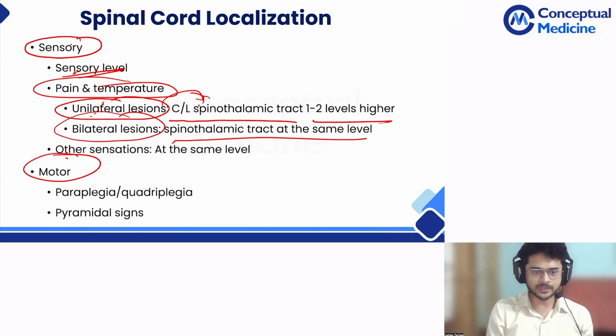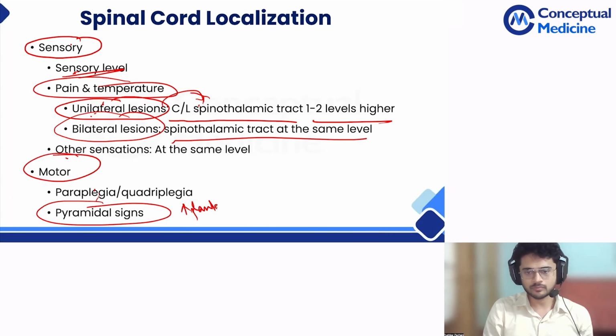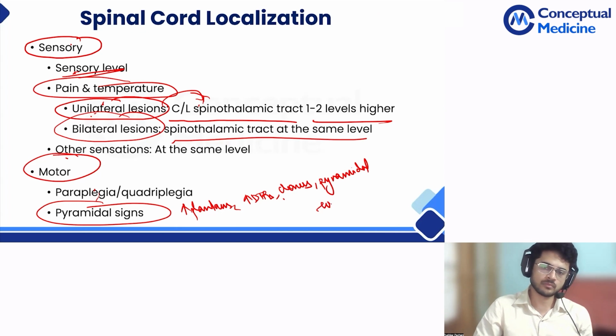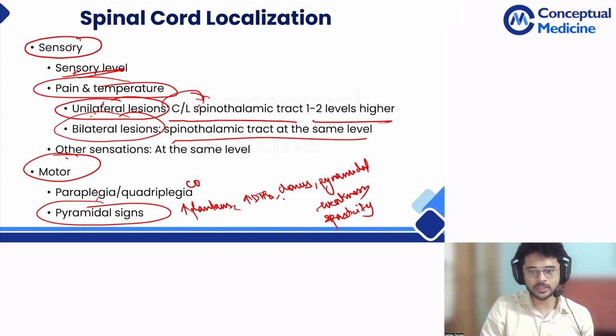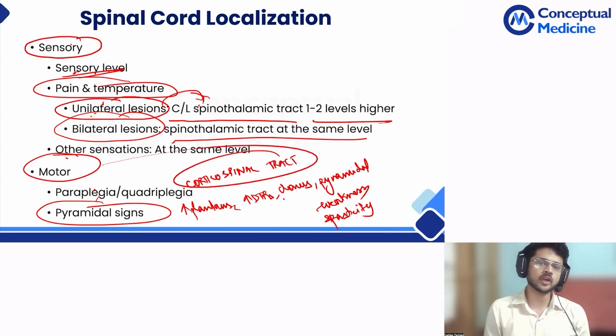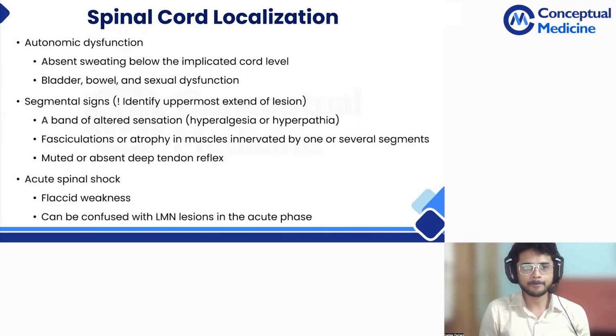And the patient will have obvious pyramidal signs, like upgoing plantars, increased or exaggerated deep tendon reflexes. Patients will have clonus. They'll have a pyramidal weakness. You'll have spasticity. So you'll have pyramidal signs. That's because of involvement of the corticospinal tract. So weakness in spinal cord lesions is because of involvement of the corticospinal tract.